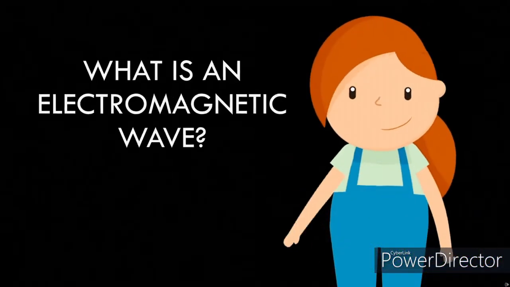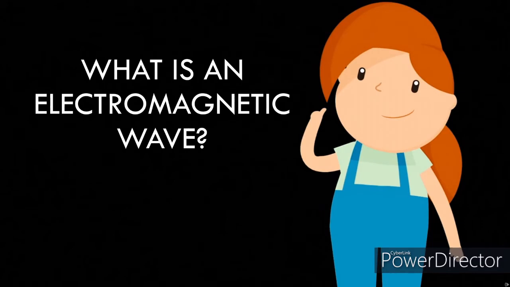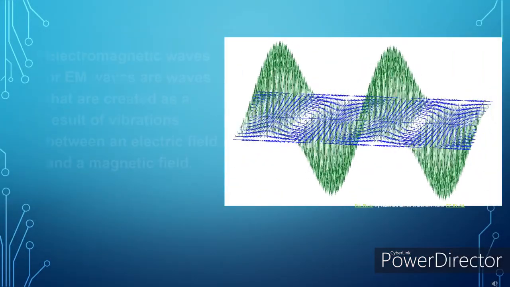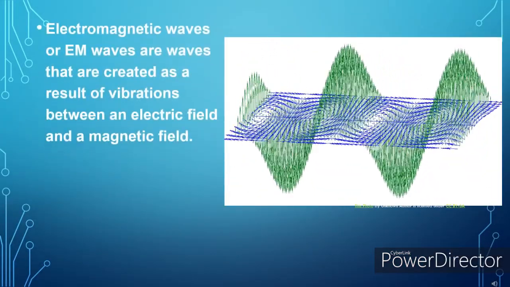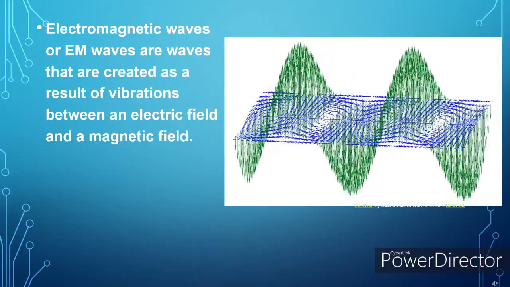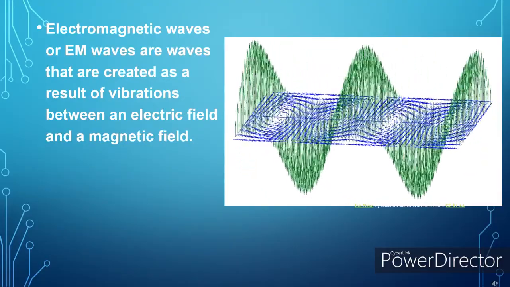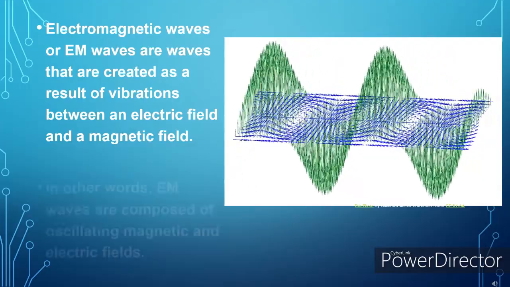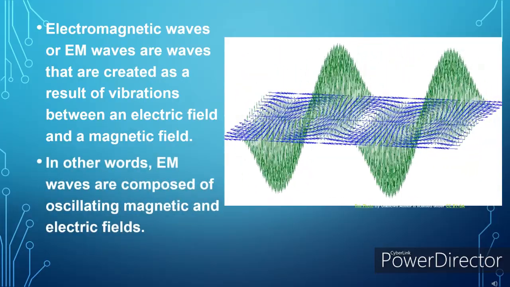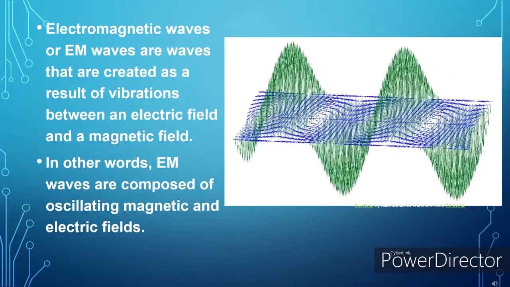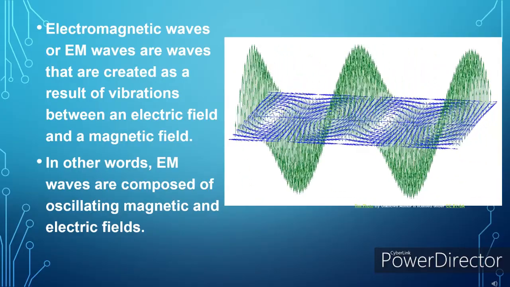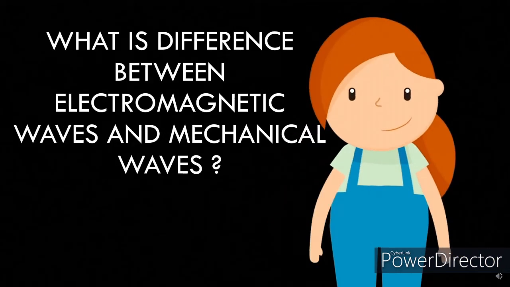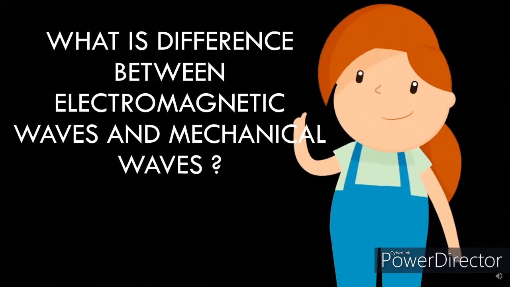What is an electromagnetic wave? Electromagnetic waves or EM waves are waves that are created as a result of vibrations between an electric field and a magnetic field. In other words, EM waves are composed of oscillating magnetic and electric fields. So what's the difference between electromagnetic wave and mechanical waves?